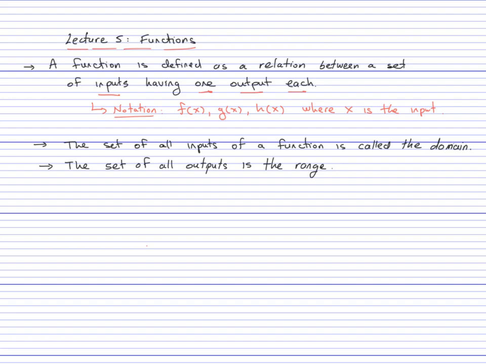Now, what about the notation? Generally we denote a function as f(x) or g(x) or h(x), where the x represents the input of the function. And then we have two more definitions. The set of all inputs is what we call the domain, and the set of all the outputs is what we call the range. Now let's do an example.